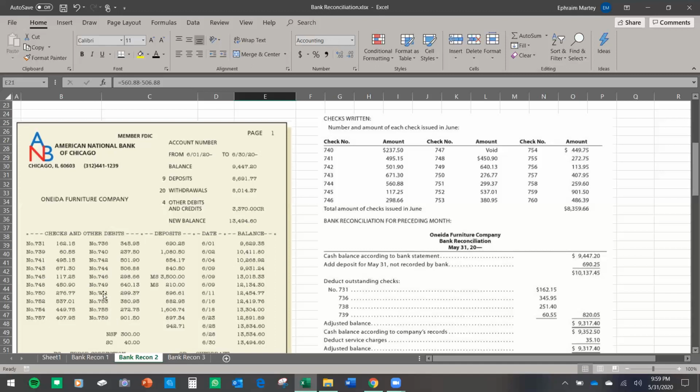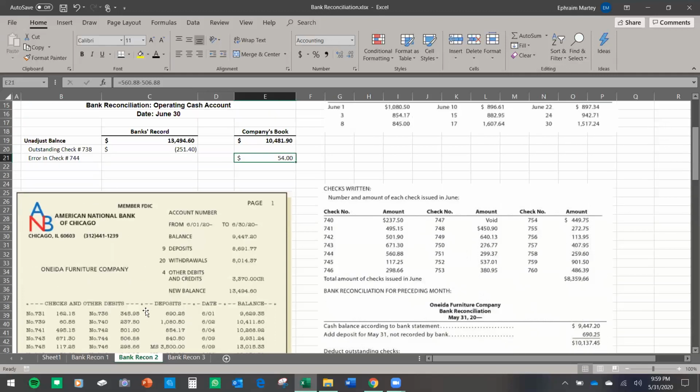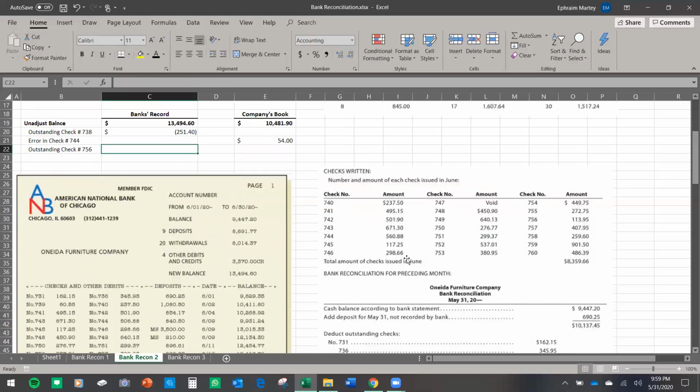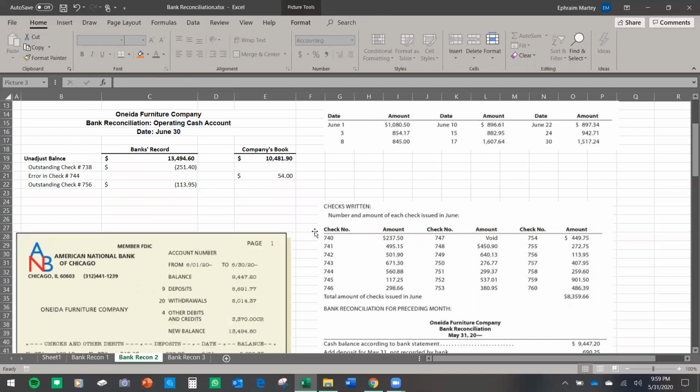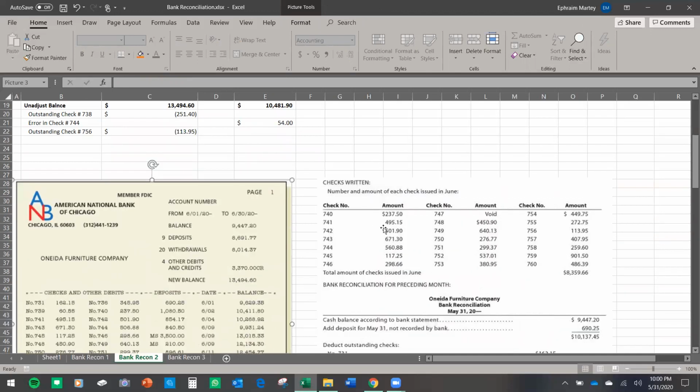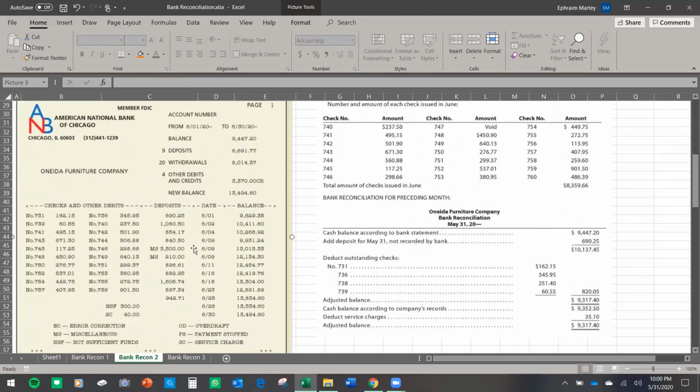Okay, so check number 756 is not here, apparently. Once it's not there, we have to subtract it from the bank balance. So we do check number 756. How much is check number 756? 113.95. Hey, we have written a check for someone and he hasn't cashed it, so we subtract it from the bank balance. We don't think we have money. It doesn't belong to us.